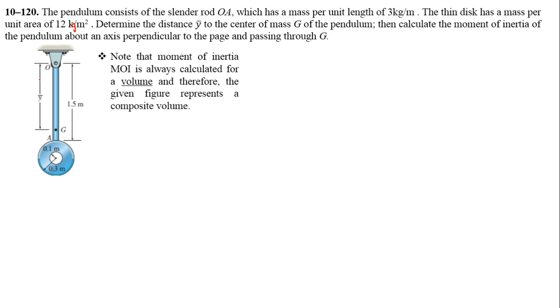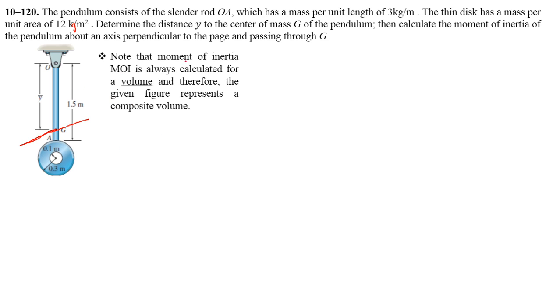Okay, so this y bar is measured from this point O. So this point O is the reference point or the supporting point of this structure. And then we have to calculate the moment of inertia of this compound pendulum about an axis perpendicular to the page and passing through G. So we have to calculate the moment of inertia about an axis that is passing from the center of mass of this body. Okay, about this axis, which is perpendicular to the page and passing from point G.